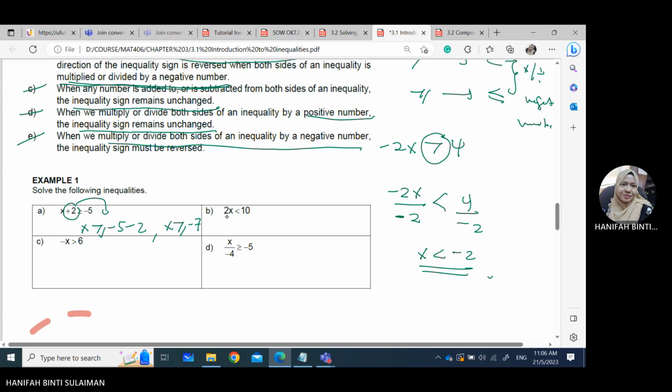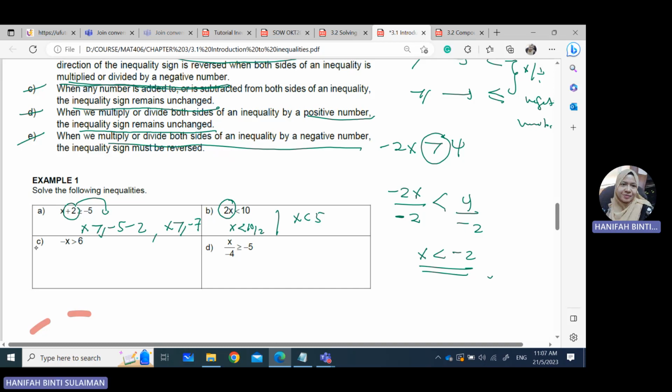Okay. Right, so for B, we have 2x less than 10. In order to solve for this x, we need to divide all the terms by 2. So kita bahagikan dengan 2 di sebelah kiri dan juga di sebelah kanan. Dan kita akan dapat x is less than 10 over 2. We have x is less than 5. Macam tu. So kat sini dia tak ada apa-apa perubahan sebab kita bahagi dengan positive number.